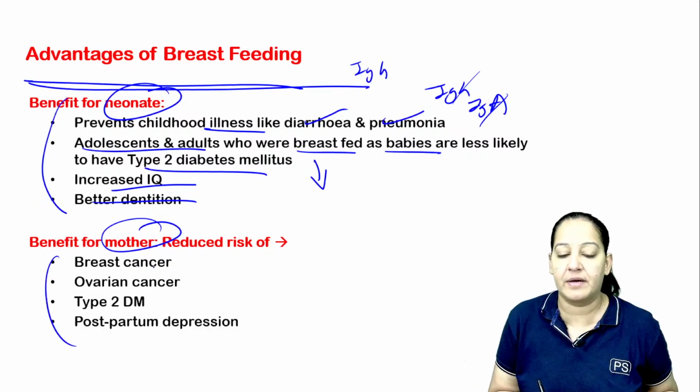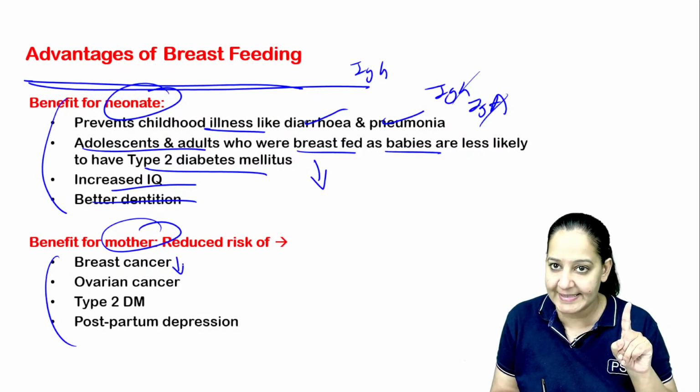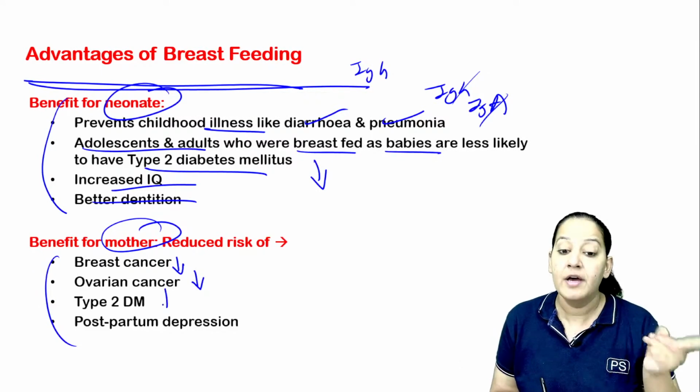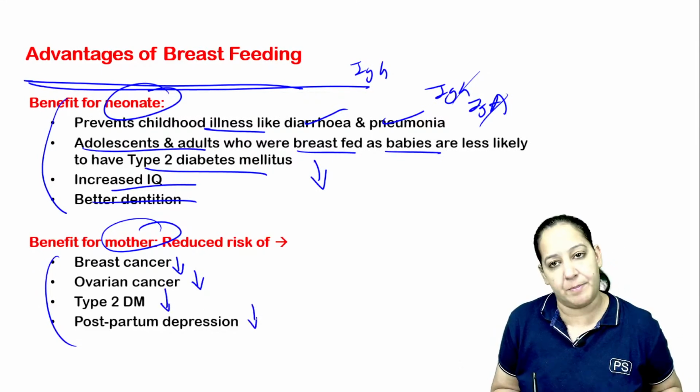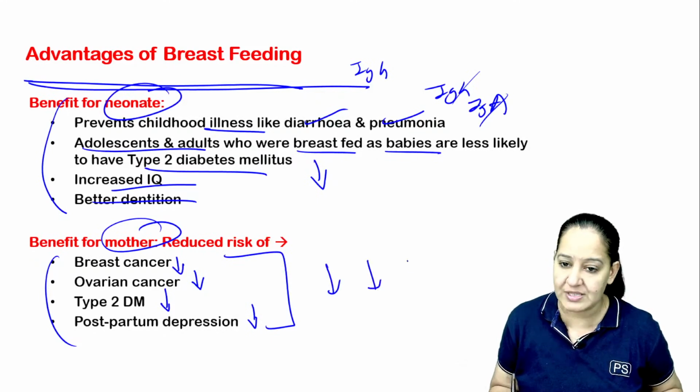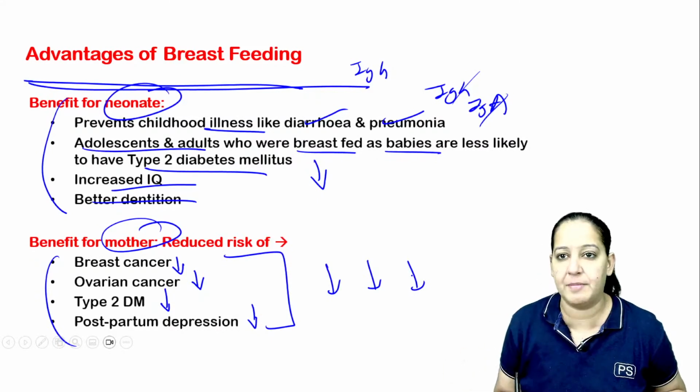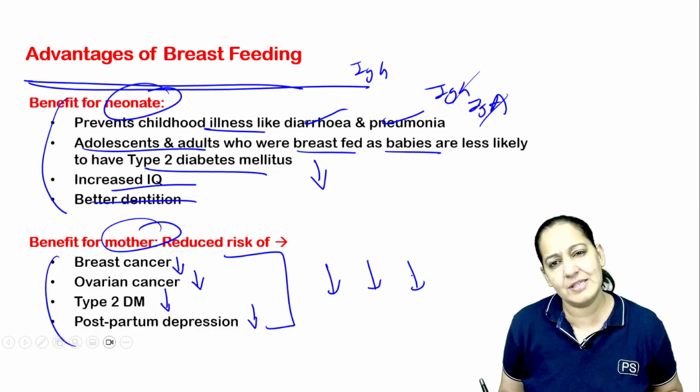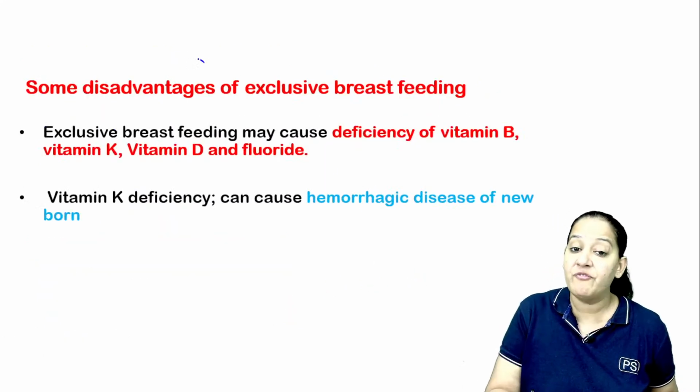What are the advantages for the mother? In the mother, there is reduced risk of breast cancer, reduced risk of ovarian cancer, reduced risk of diabetes and postpartum depression. All of them have reduced risk in the mother who is breastfeeding her baby. So it is beneficial for both. So is it always beneficial? Yes, apart from a few disadvantages.